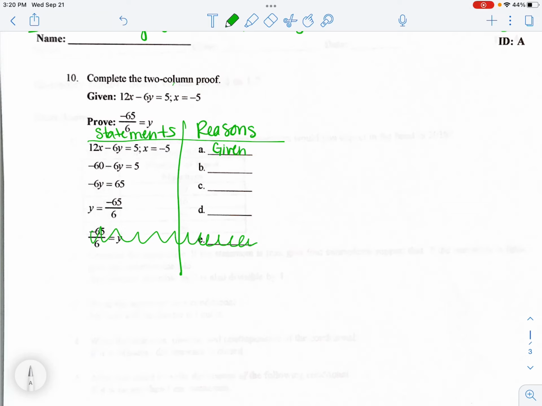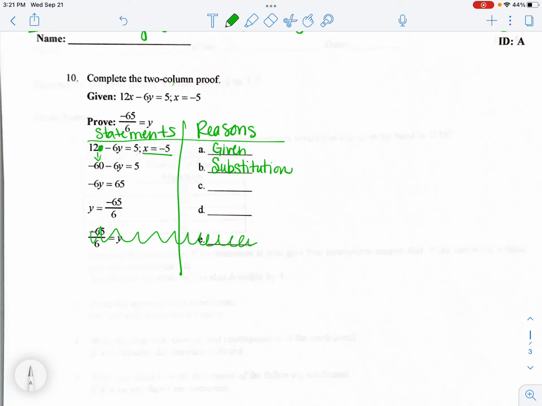So the first statement, of course, is given, right? That we're given that equation, and we're given that x equals -5. And we talked about how, look, if we know that that's -5 and we put that here, that 12 times -5 is indeed -60, and what we did is we substituted. So that's substitution.